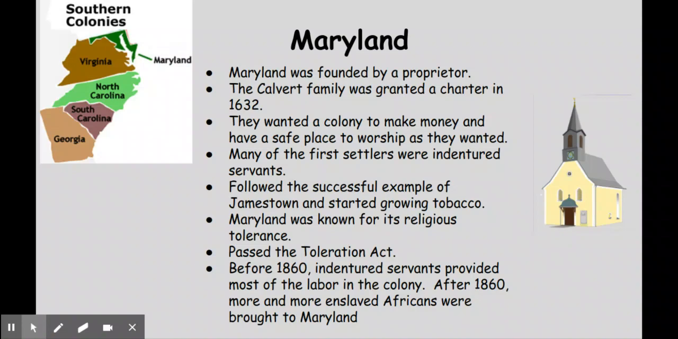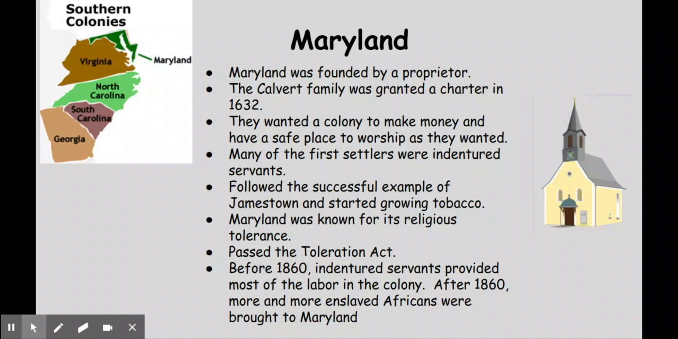We'll first learn about the colony of Maryland. Maryland was founded by a proprietor, a person who was given land for a colony by the king. The Calvert family was granted a charter in 1632. They wanted a colony to make money and to be a safe space to practice their religion. In 1633, the first settlers left under the leadership of one of Calvert's sons. Many of these people were indentured servants.